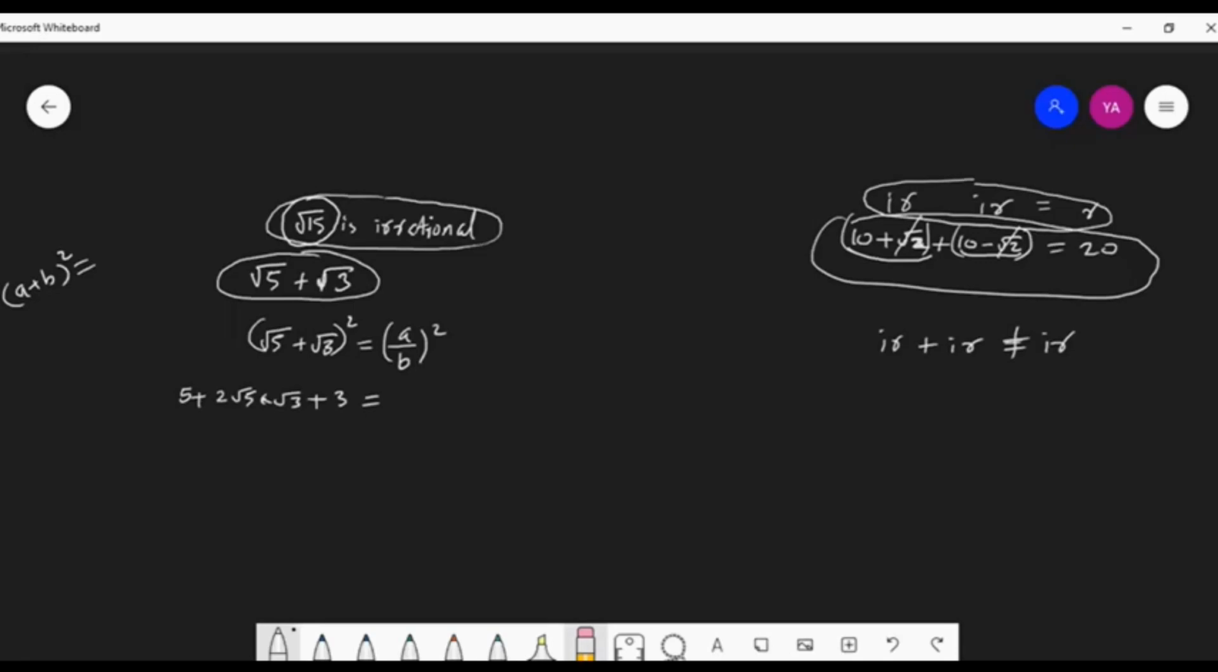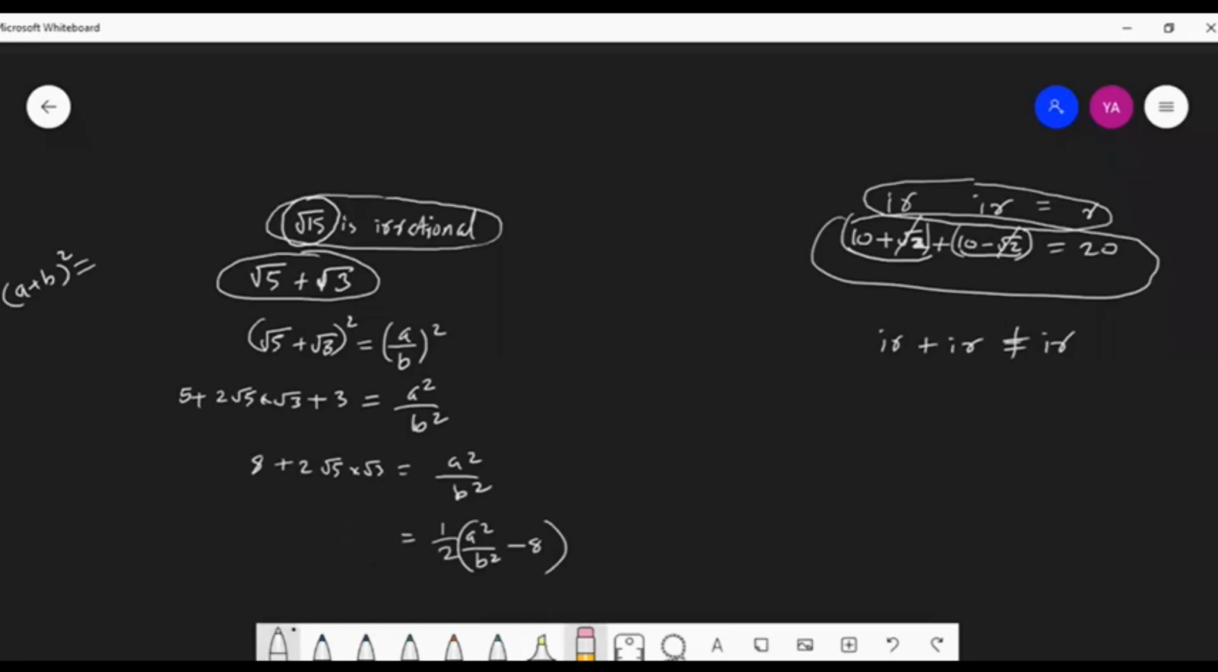And a by b all square will become a square by b square. Okay. And here 5 plus 3 will become 8. So 8 plus 2 root 5 into root 3 is equal to a square by b square. You're moving 8 to right side, it will become minus 8. And then move this 2, that will become divided by 2. So in left side, root 5 into root 3 will become a square by b square minus 8, into 1 by 2.